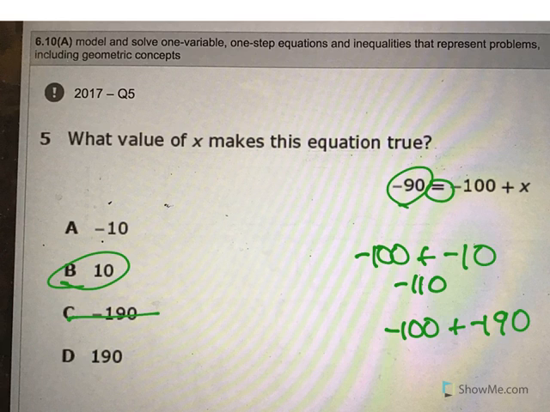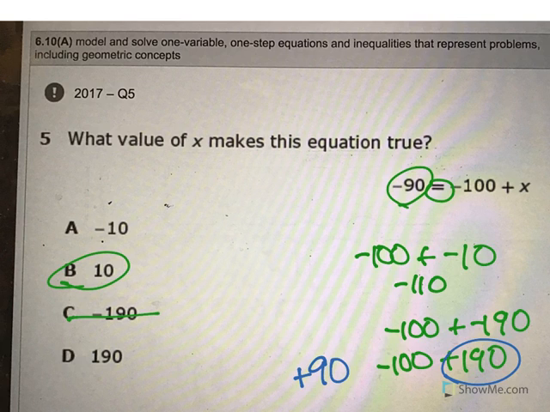Let's try D. Negative 100 plus 190. One is positive, one is negative. So you take 190 minus 100, and you get 90. Is it positive or negative? Well, the number with the greater absolute value is 190. It's positive. So your answer would be positive 90, which is the opposite of negative 90. I mean, they both have a 90 in it, but it's definitely not the same thing. So again, it couldn't be D. Our answer is B as in boy.